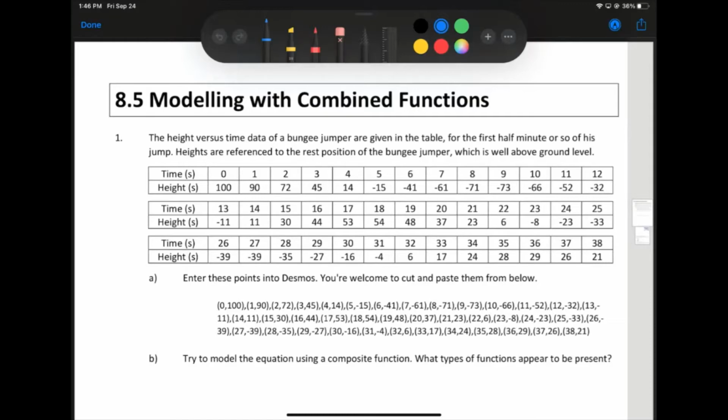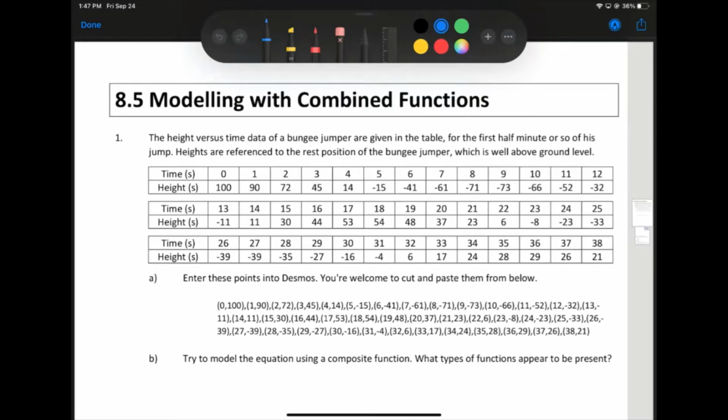The first one here, though, we are actually just given a table of values, and these may or may not have been generated from an actual mathematical equation, but they could have been generated from a real world experience as well. So in this particular question, we're looking at the height versus time data of a bungee jumper. And we want to know basically, can we model where the bungee jumper will be at any given moment, what their height will be as a function of time.